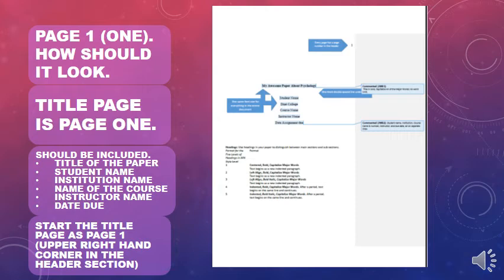In addition to that, make sure it's Times New Roman. I've had students try to get fancy with it. I've had students try to do this, that, and the other. Don't just stick with 12 font. You're really keeping it very simple. Like I said, this is not a creative writing course. You're keeping it very simple.